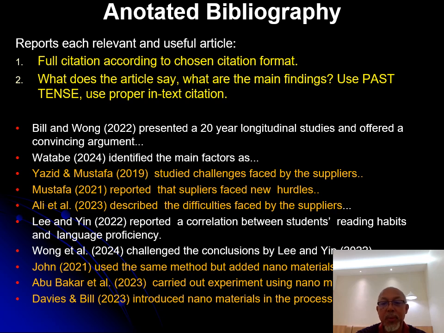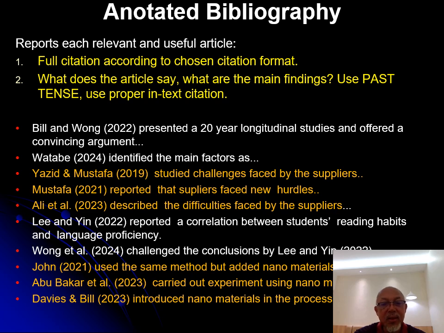For example, you are doing a topic about the supply chain problem. Then you go to the internet and you find that Yazid and Mustafa studied something, and then Mustafa reported something, and Ali described something. So these are the three relevant articles that you found.